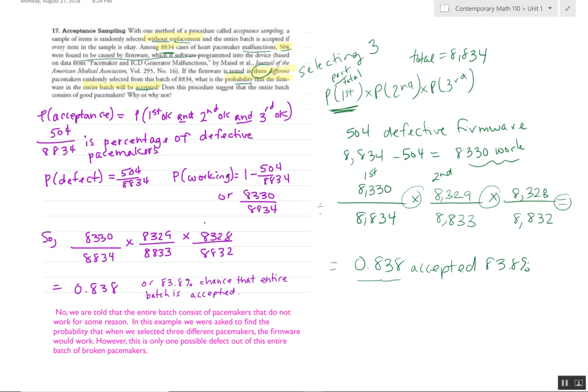So does that procedure suggest that the entire batch would consist of good pacemakers? Because we have a pretty high probability that we would accept the whole thing if we select 3. And the answer is no. We're told that the entire batch does have pacemakers that do not work for some reason. And so in this example, we were asked to find the probability that when we selected 3 random pacemakers, the firmware would work, but this is just one possible defect out of the entire batch. So this probability doesn't extend to all of them. We know some of them don't work, but we've just proven that by chance, we have an 83.8% chance of selecting 3 that do work.